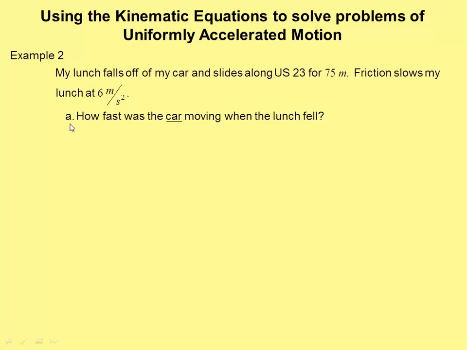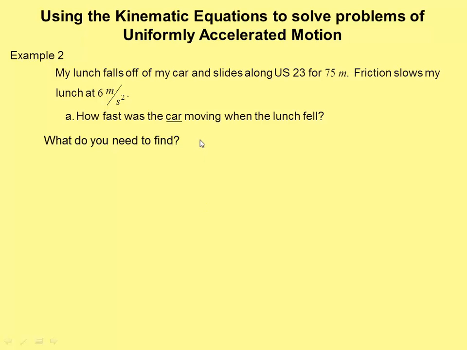I want to know first, A, how fast was the car moving when the lunch fell? Now, I underline car here because you need to realize that this problem is a little weird in that the numbers we have in the problem tell us about the lunch. But the question asks about how fast the car was moving when the lunch fell. So, what do we need to find?